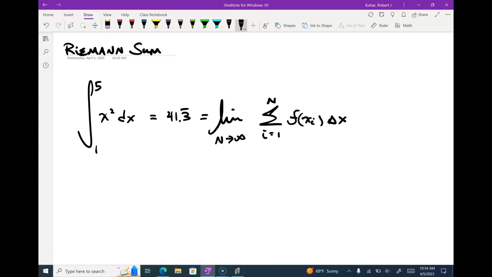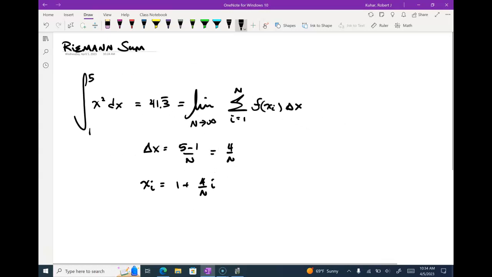So I'm going to do an infinite number of rectangles. That limit tells me the number of rectangles goes to infinity. But I have to figure out what my delta x is. Remember, it's 5 minus 1, it's b minus a over n. So that's 4 over n. My x sub i is 1 plus delta x times i. And here comes the tough part. f of x sub i is x sub i squared, so that is 1 plus 4i over n quantity squared.